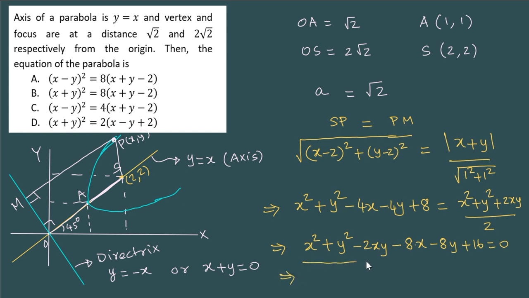If I take the first three terms, I can write that as x minus y whole square, and the rest of the terms I'll just send to the other side and then take 8 common. I'll get 8 into x plus y minus 2. So we clearly see that the answer is A.